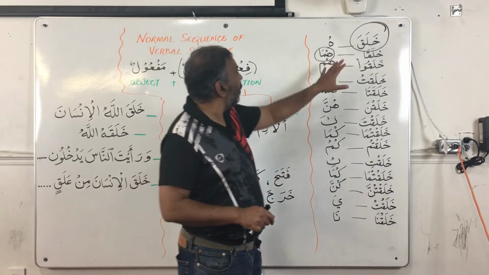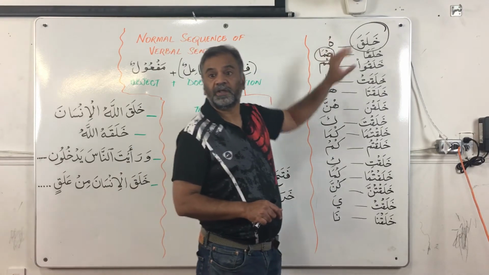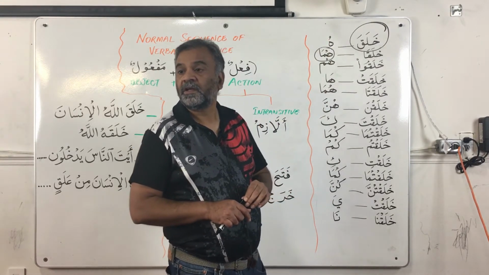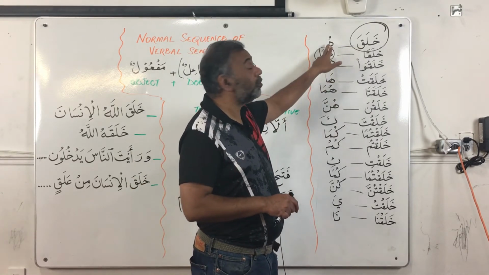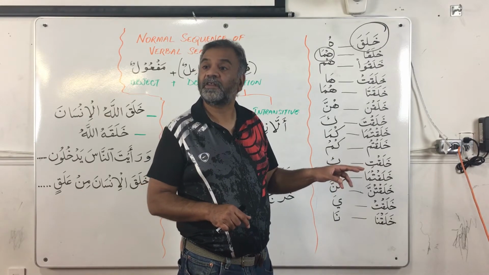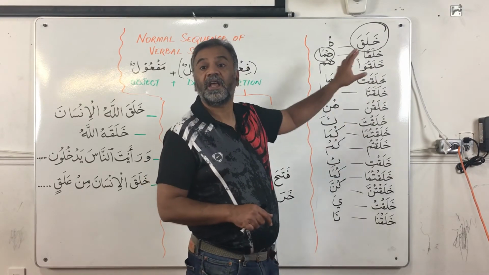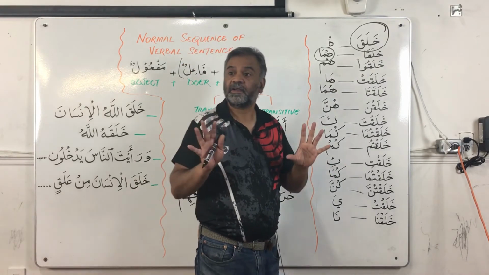So when these damirun muttasilun attach with the verb, then they become maf'ulun bihi. When I say khalaqahu, where is the fa'il? Khalaqa. Where is the fa'il? Mustatir, taqdiruhu huwa. And then him is your maf'ulun bihi, object. Ali bhai, clear?